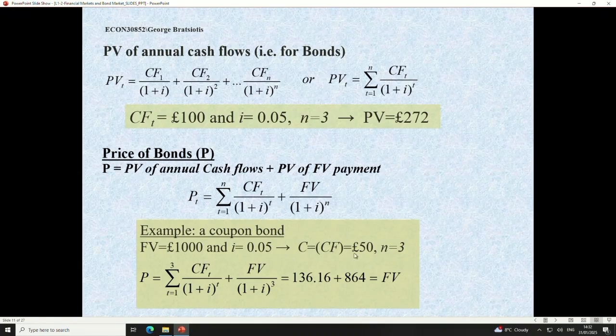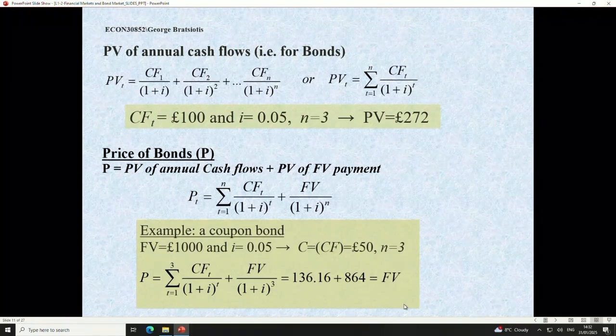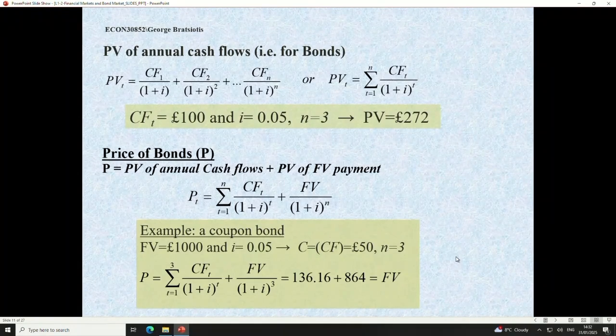That's clear, right? So if you have this, this, and this, you can work out the price. Or if you've got the coupon payments and the interest rates and the maturity, you can work out the face value. So where's the yield? Anyone?